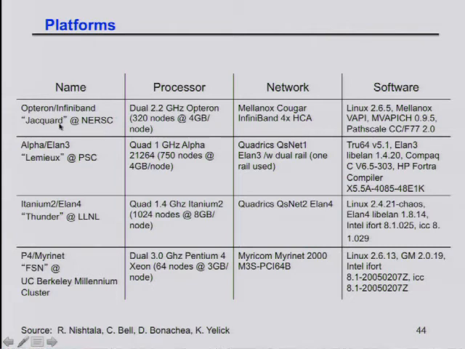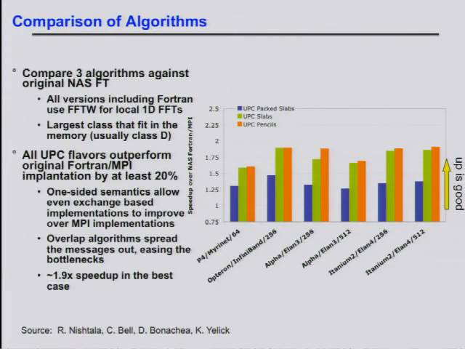There was an old NERSC machine called Jacquard, a bunch of Opterons connected on InfiniBand, a bunch of Alphas connected on an ELAN 3 network, a bunch of Itaniums connected on an ELAN 4 network, and then a bunch of Pentium 4s connected over Myrinet. So just lots of different configurations. So we will show you the data.